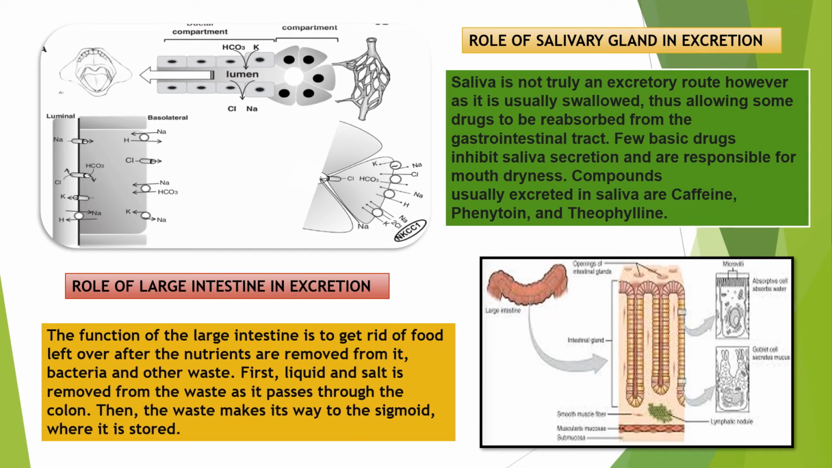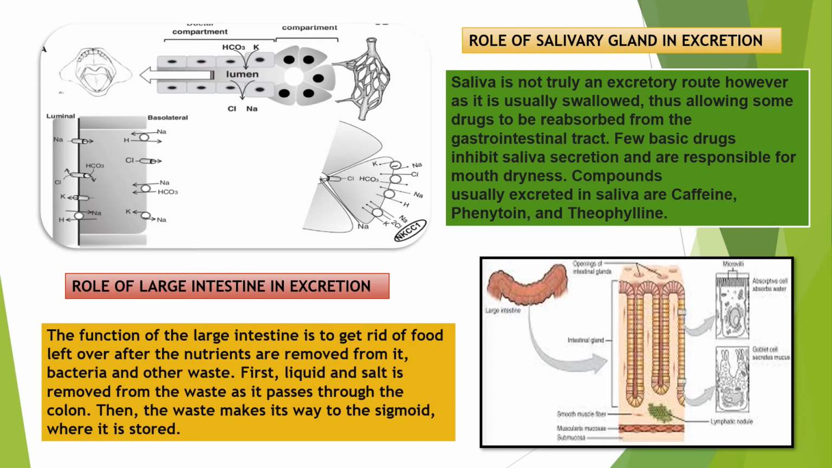Number 3 is salivary gland. So, role of salivary gland in excretion. Saliva is not truly an excretory route, however, as it is usually swallowed, thus allowing some drugs to be reabsorbed from the gastrointestinal tract. Few basic drugs inhibit saliva secretion and are responsible for mouth dryness.